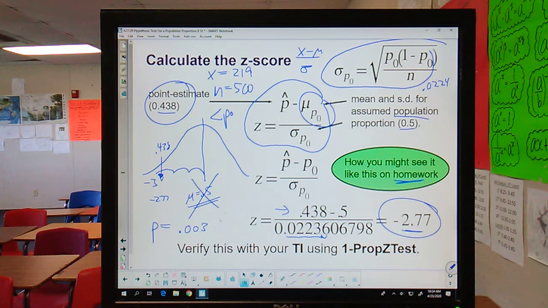In other words, about 0.3%. You got to realize what 0.3% is. That's less than 1%. So 1, 2 right there if you move the decimal. The probability of getting 0.438, or 219 out of 500, when the assumed mean is 50%, the probability of that happening is less than 1%. So we would shade that in and say that's an area that's just about 0.3%, is all that is, where 438 is.